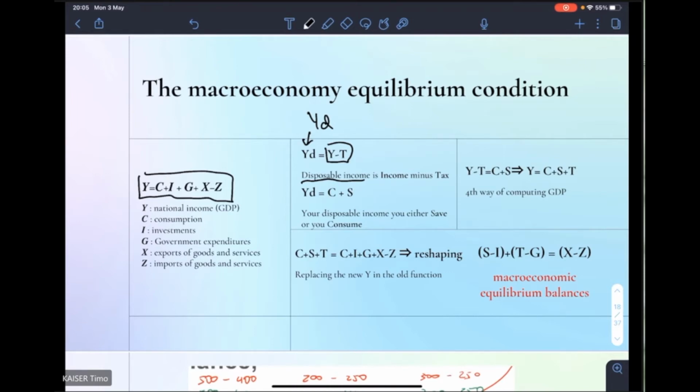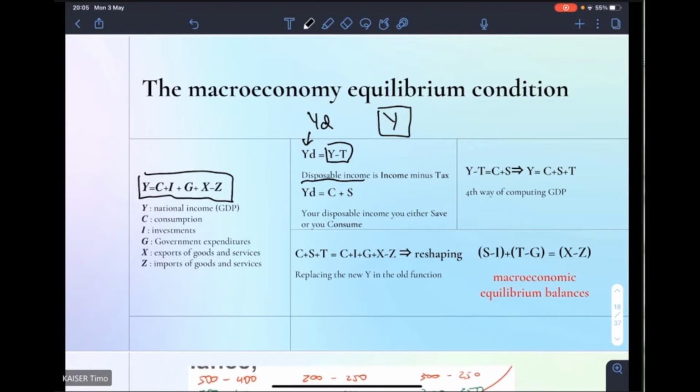Remember that in a scenario where we have a country without government, there is no tax, of course, because tax will always come in combination with government. And in this case, YD is equal to Y. Yeah, just remember that, very important to remember.